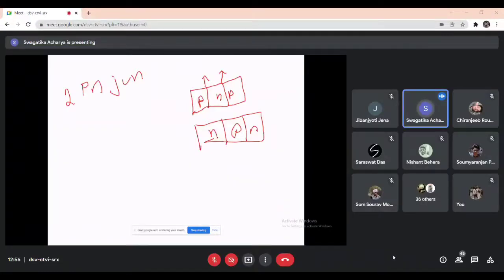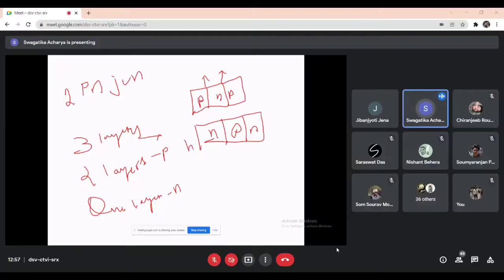So a transistor is a 3-layer device, right? What are the 3 layers? Among these 3 layers, 2 layers will be of the same type. If 2 layers are p type and 1 layer is n type, then that will be PNP. If 2 layers are n type and 1 layer is p type, then that will be NPN.